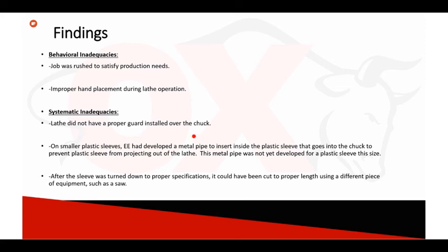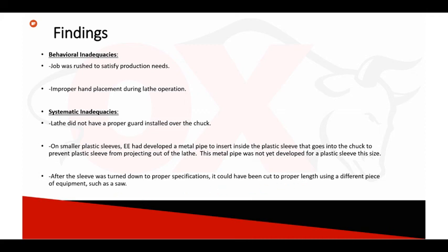On smaller plastic sleeves, the employee had developed a metal pipe to insert inside the plastic sleeve that goes into the chuck to prevent the plastic sleeve from projecting out of the lathe. This metal pipe was not yet developed for a plastic sleeve this size. After the sleeve was turned down to proper specifications, it could have been cut to proper length using a different piece of equipment such as a saw.